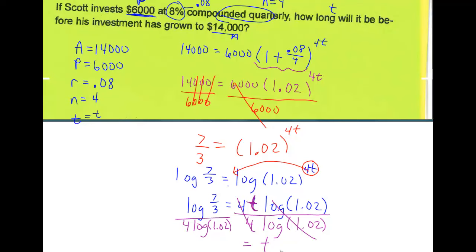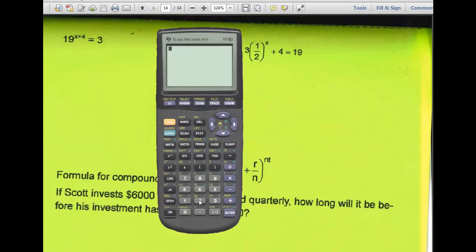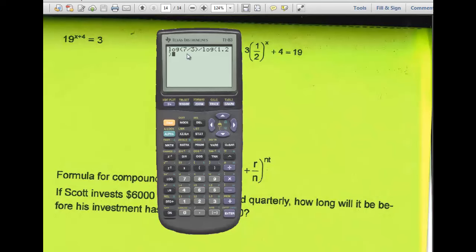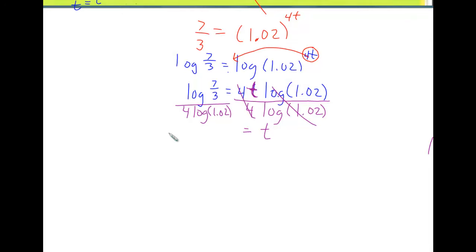So t is equal to, let's put in log of 7 divided by 3 divided by log of 1.02. We get 42.787. Now divide that by 4 because I haven't divided by 4 yet. And the answer is 10.697 years because we rounded up. So T is 10.697 years. Word problem, word answer.